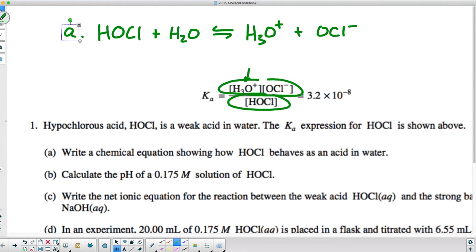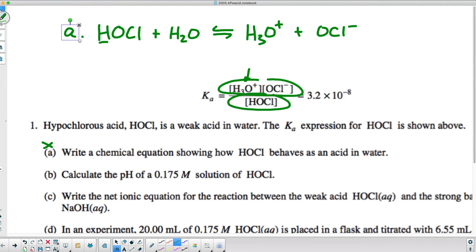What's really nice about most of these problems is that they're all monoprotic, which means that there's only one hydrogen, so there's no balancing here because they're all balanced already. Everything's a 1-to-1 mole ratio, which is helpful for some of the stuff we're going to do later on. Okay, so we wrote the chemical equation.